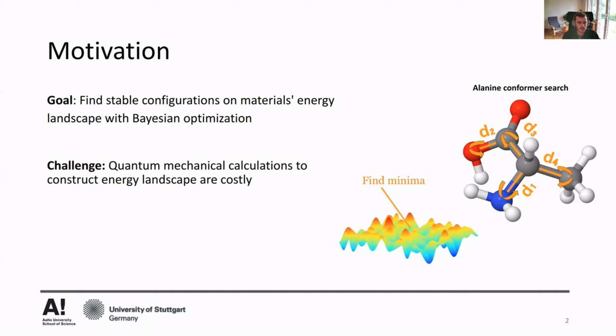The challenge, or a big constraint that we still have here, is that the calculation of potential energies at the quantum mechanical level can still be very expensive. And this raises the question if we can accelerate this Bayesian optimization procedure somehow.